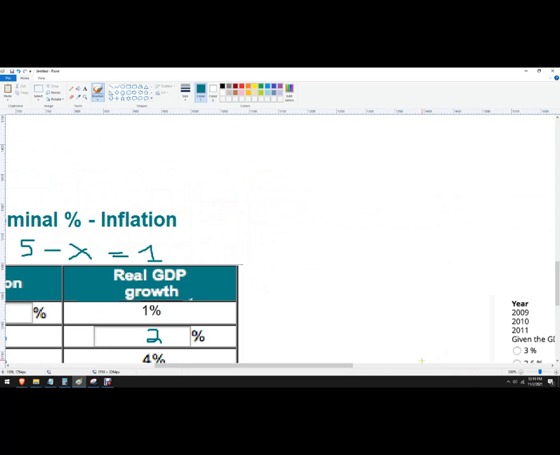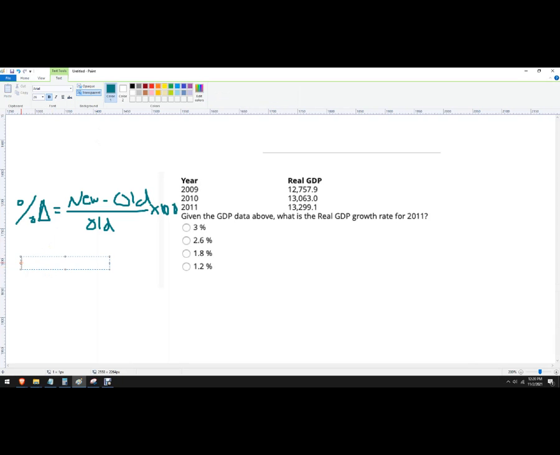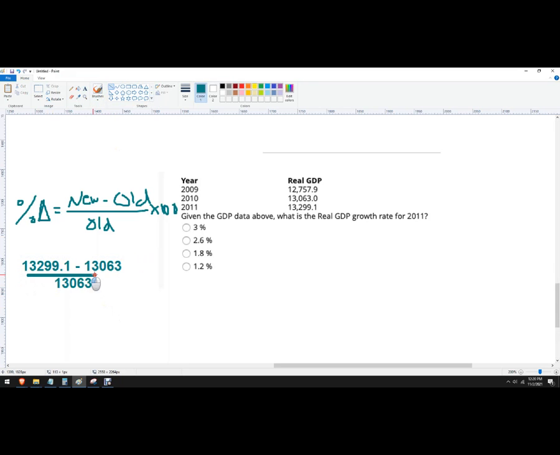As a bonus, let's see if I can zoom in on that. Okay, let's do real GDP growth rate for 2011. So the formula for this is the percent change formula. So it's new minus old divided by old times 100. Okay, so 2011, so we're going 13299.1 minus 13063 divided by 13063, because that's the old value. Okay, and it's implied that we're going to multiply that by 100.